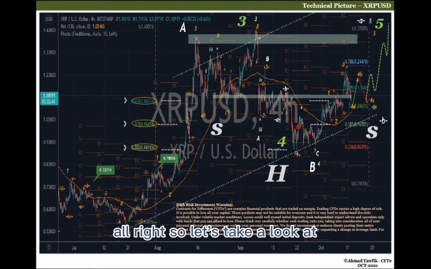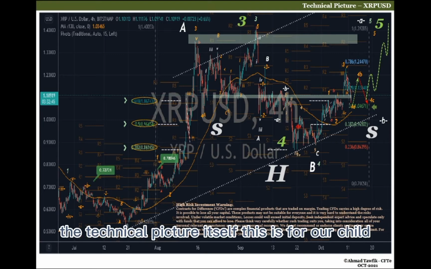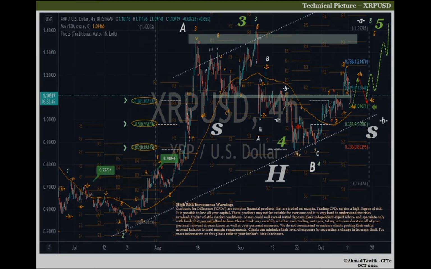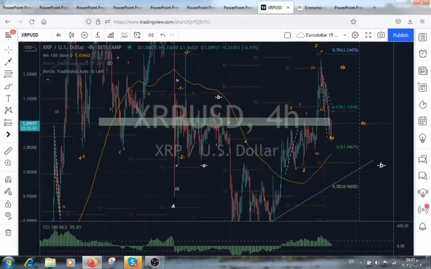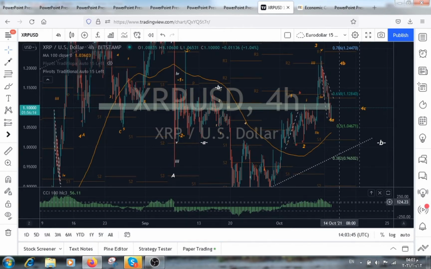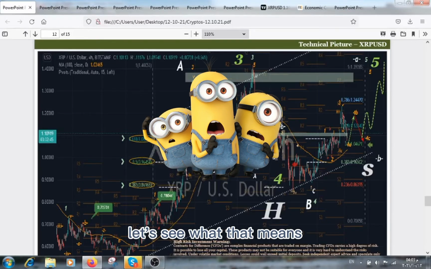All right, so let's take a look at the technical picture itself. This is the 4-hour chart. We just checked, the 4-hour chart is positive momentum. So we expect, this is now positive momentum. We expect the correction C at least is over. Let's see what that means.